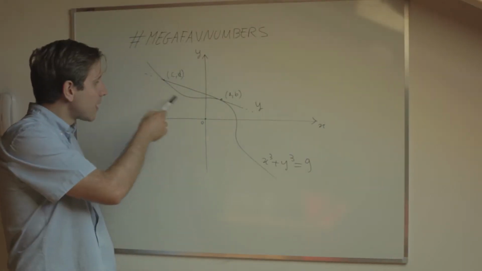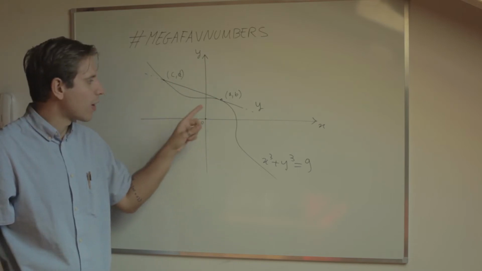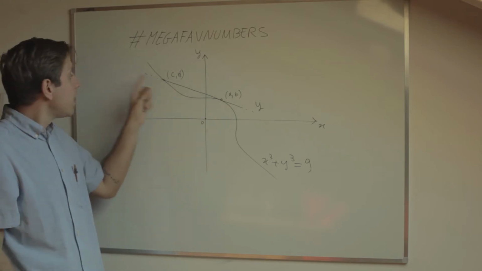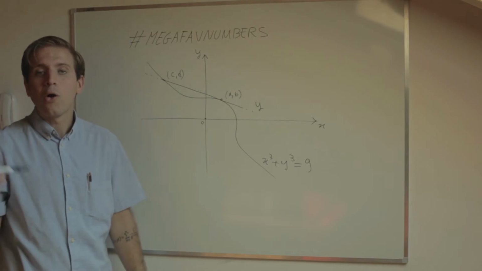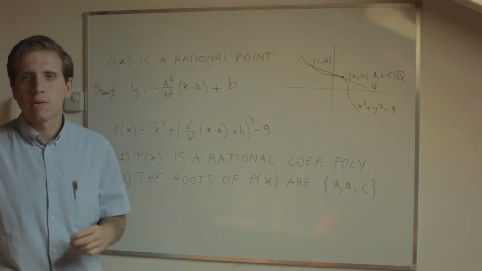This is our cubic, and the idea is that if we have a rational point over a cubic, and we draw a tangent line from this point, if we find an intersection, then the intersection point will also be a rational point. We want to prove that (c, d) is a rational point.